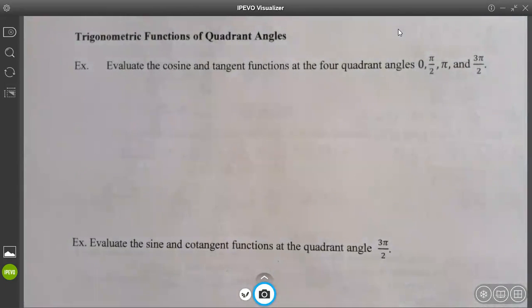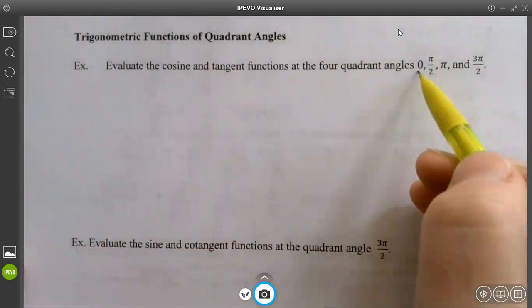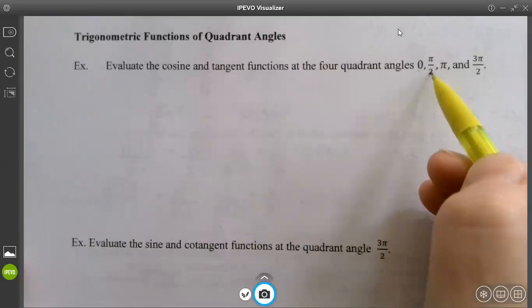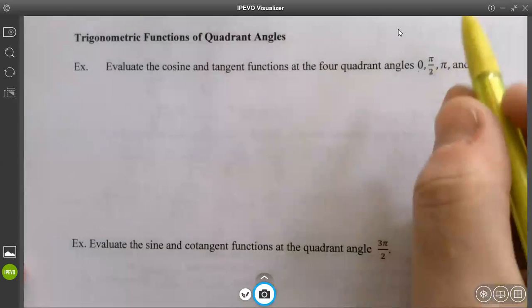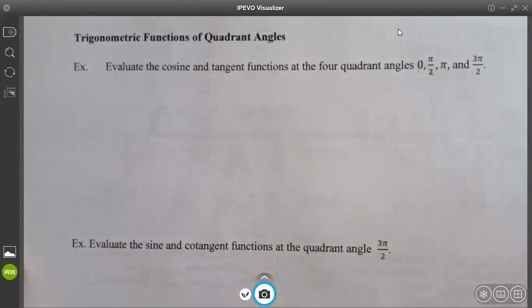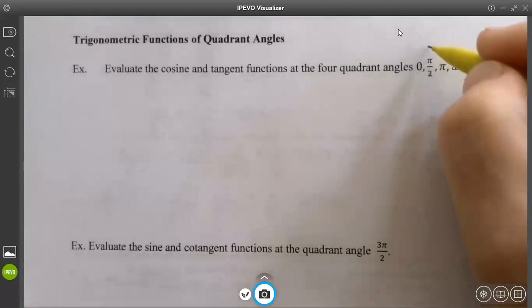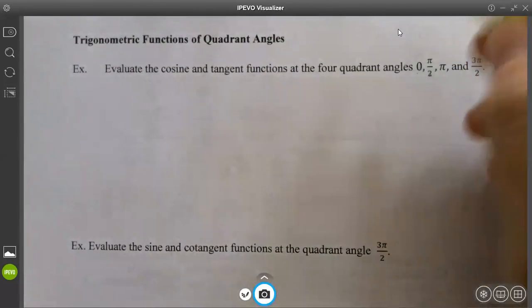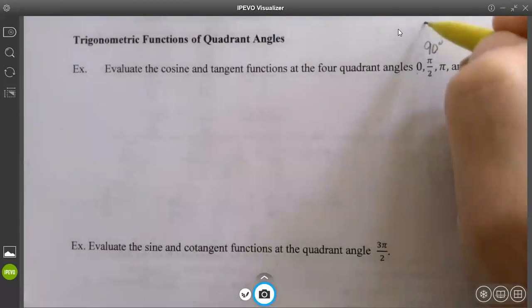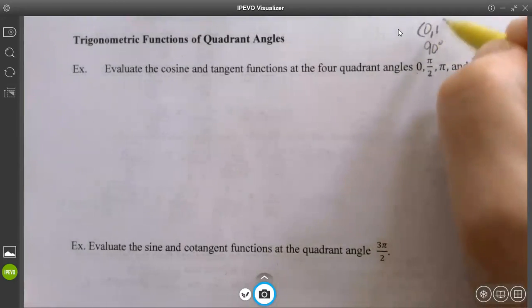Next one. Evaluate the cosine and tangent functions at the 4 quadrant angles 0, pi over 2, pi, and 3 pi over 2. Where are these at? Where's pi over 2? Anytime they talk about 0, pi over 2, pi, all of those are always going to reference the unit circle. They would give you the coordinate if it's a weird circle. So where's pi over 2? At 90 degrees, you are exactly right, which is 0, 1.